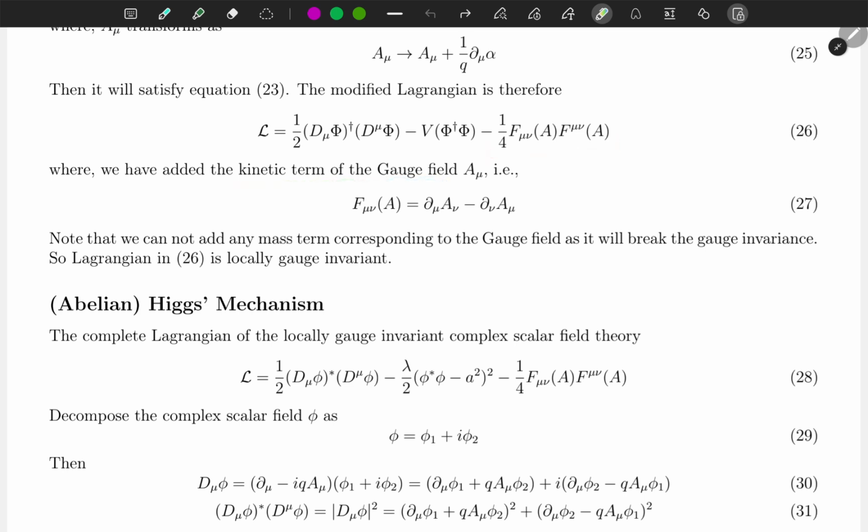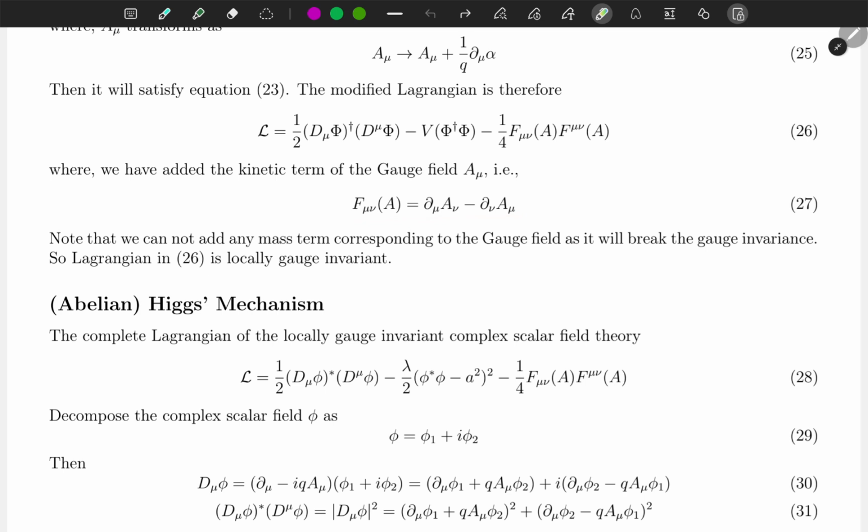for the gauge field. So basically it includes the dynamics of the gauge field. Now we are adding this term by hand. So this is basically the dynamics of the gauge field. And this F mu nu is called the field strength tensor of the gauge field A mu, and it is given by this.